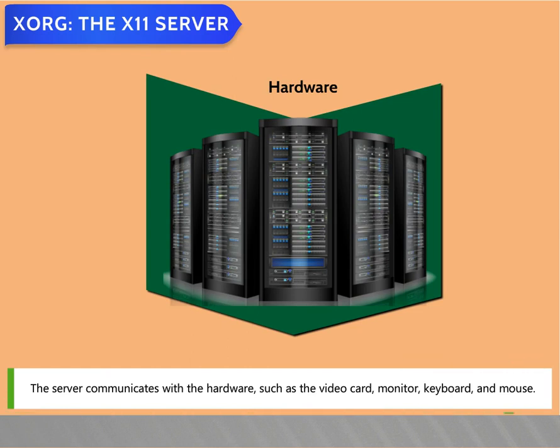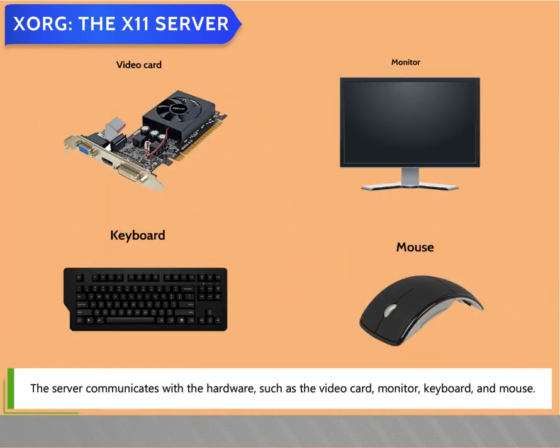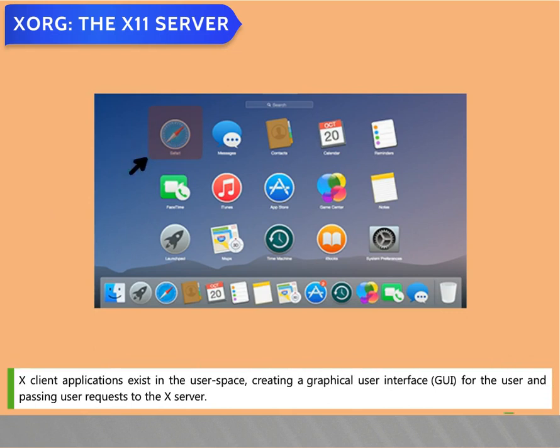The server communicates with the hardware, such as the video card, monitor, keyboard, and mouse. X client applications exist in the user space, creating a graphical user interface, that is GUI, for the user and passing user requests to the X server.